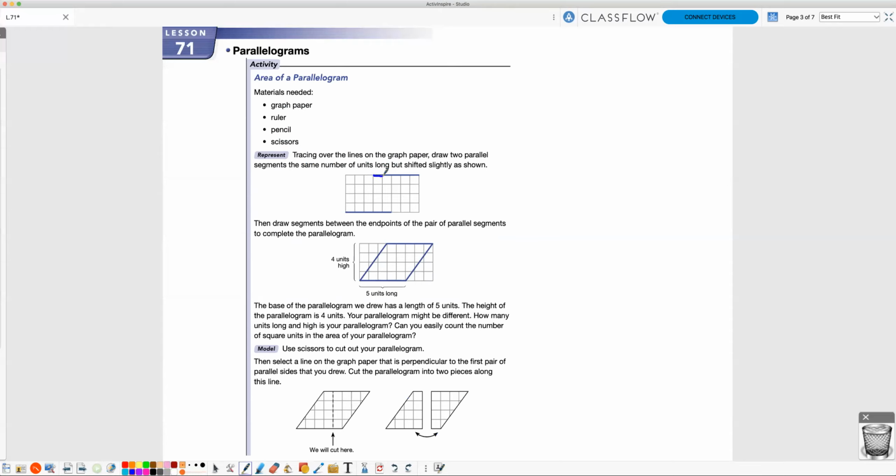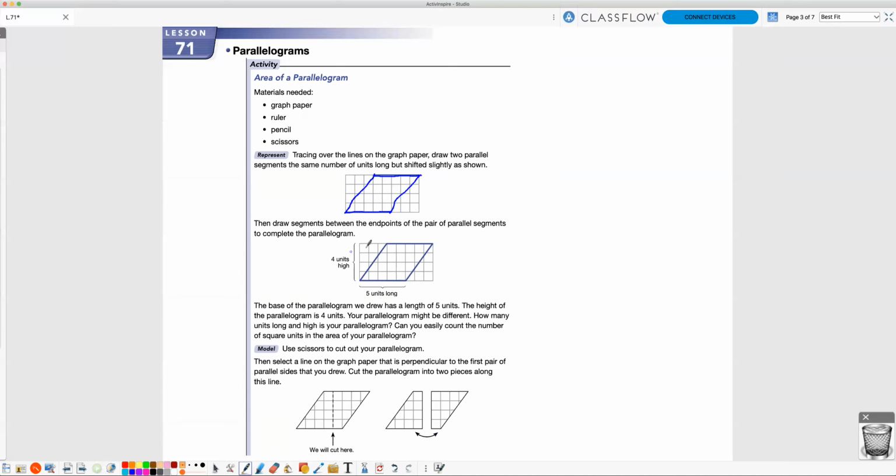So this one, for example, is 1, 2, 3, 4, 5 segments long. This line segment is 1, 2, 3, 4, 5 segments long. Then draw segments between the endpoints of the pair of parallel segments to complete the parallelogram. So that would just be doing this. You would connect those two segment end pieces and these two segment end pieces.